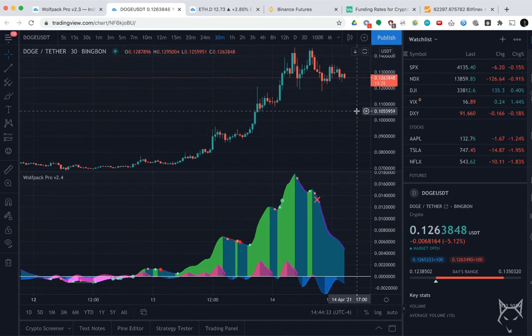Let's try to understand how the flow of investors happens in the crypto market.